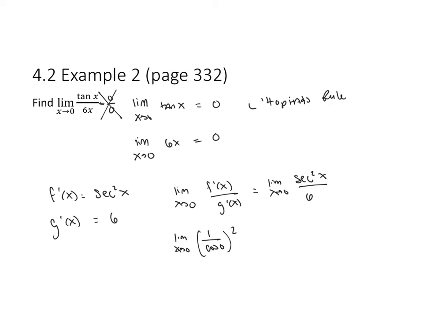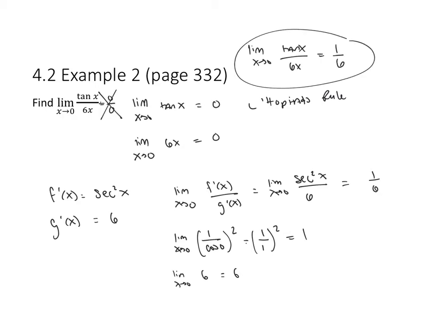Cosine of 0 is 1, so we're going to get 1 over 1 squared, or just 1. And the limit as x goes to 0 of 6 is just 6. So this is going to become 1/6. That means my limit overall, the limit as x goes to 0 of tan x over 6x, is also 1/6. This is really powerful because we just did a lot of shortcuts that didn't involve graphing, making a table, or doing any other fancy factoring or other multiplication tricks.